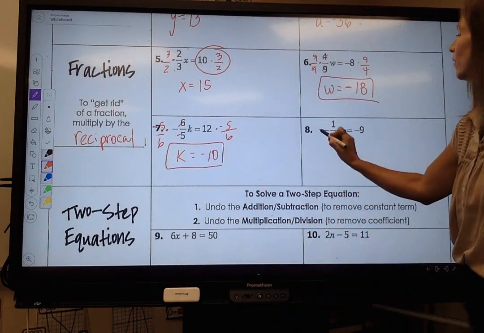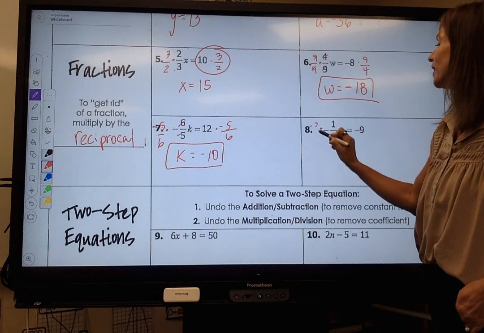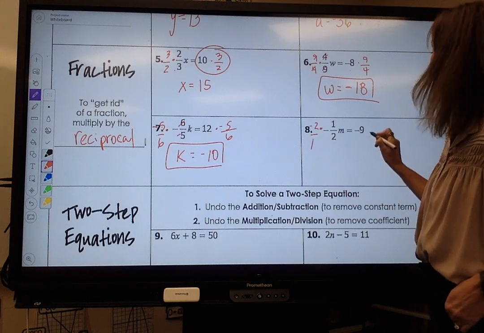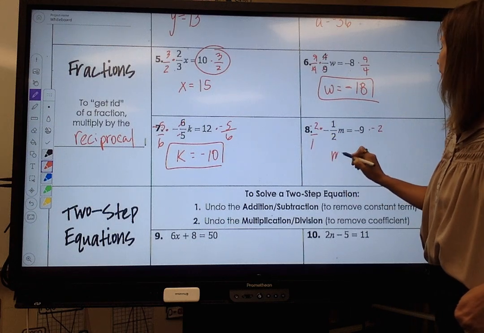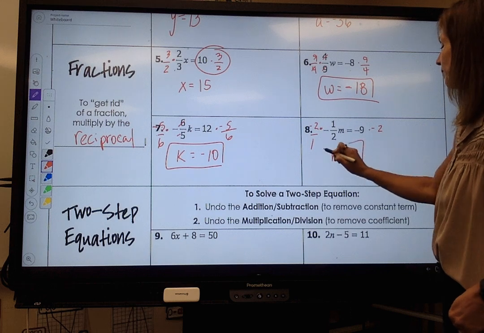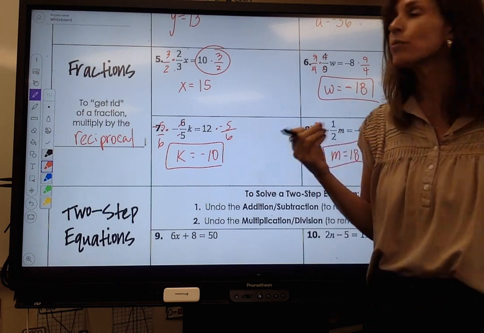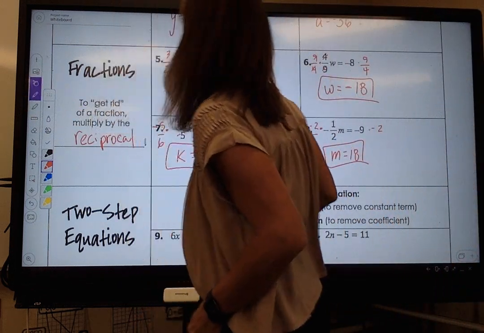Over here, I'm multiplying both sides by negative 2 over 1, or just negative 2. And I get m equals 18. All right, so that's just a refresher on the one-step equations.